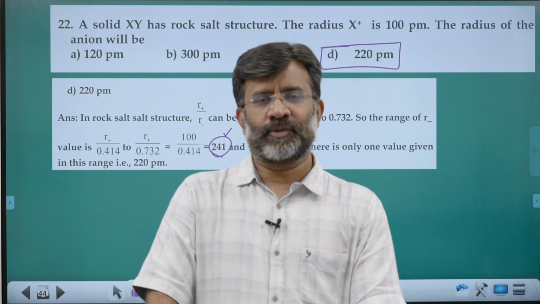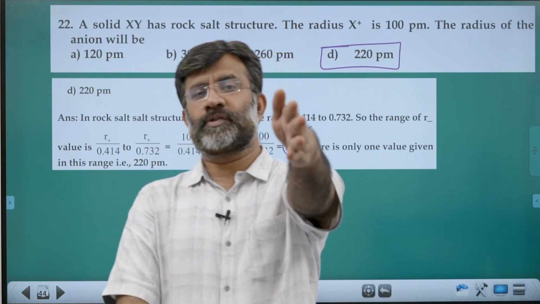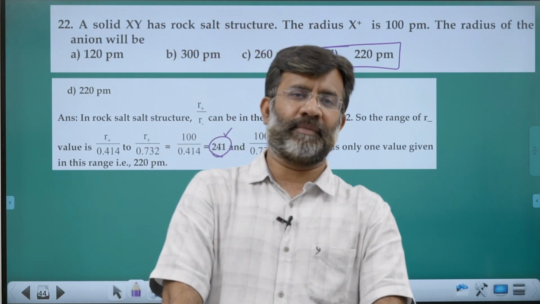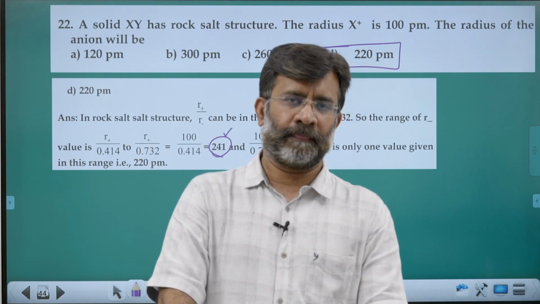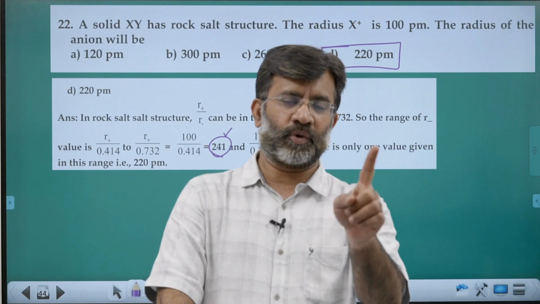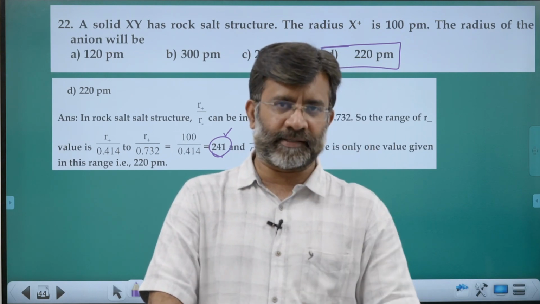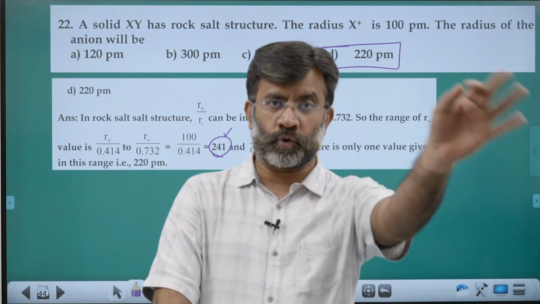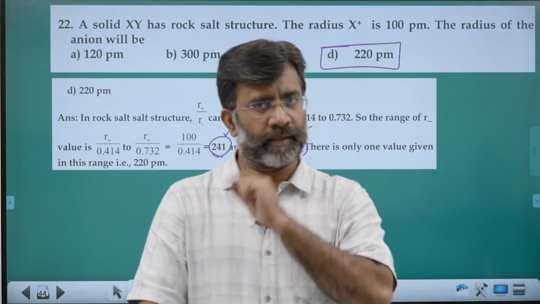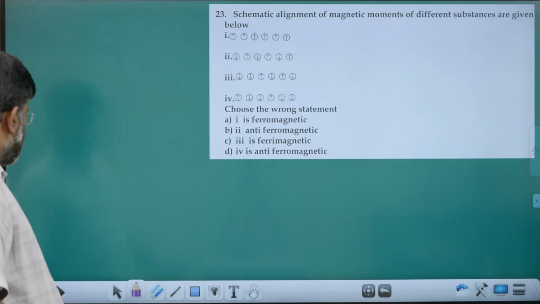Okay. So please learn the radius ratio range. R plus by R minus, 0.155 to 0.225, trigonal system, triangular system; 0.225 to 0.414, tetrahedral system; 0.414 to 0.732, octahedral system; 0.732 to 1, cubic system. Learn that. Next.